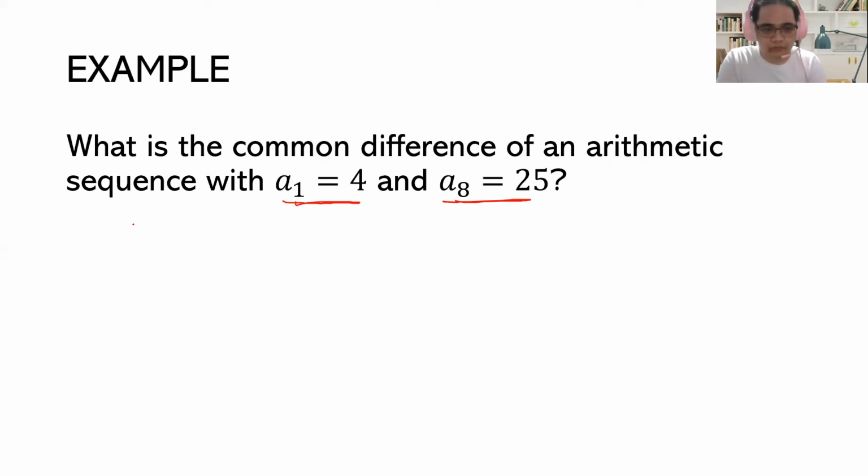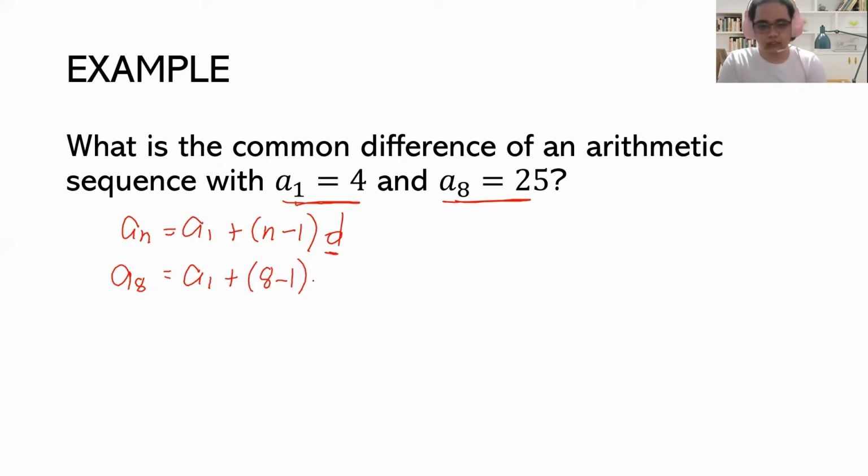So again, we have A sub n equals A sub 1 plus n minus 1 times common difference. So we need to find the common difference. Ayan. So pwedeng i-substitute nyo yung A sub 8. So you have A sub 8 equals A sub 1 plus 8 minus 1 times D. So we have A sub 8 equals A sub 1 plus yung 8 minus 1, that will be 7D.